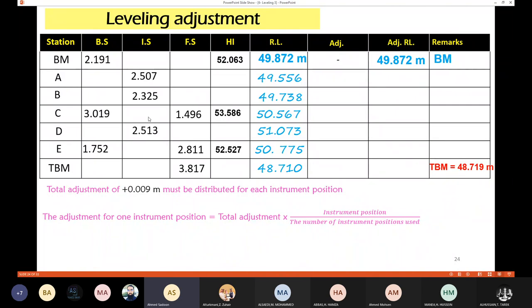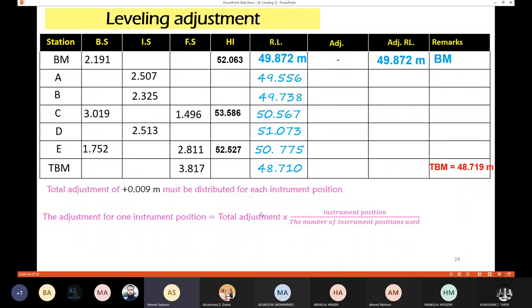If you are talking about the second position, the value is going to be 2. If you are talking about the last position, the value is going to be 3. And here we have the number of instrument positions used. In this example, we have 3 instrument positions. So this is going to be constant, and this one is going to be constant, and this one is going to vary from one position to another.